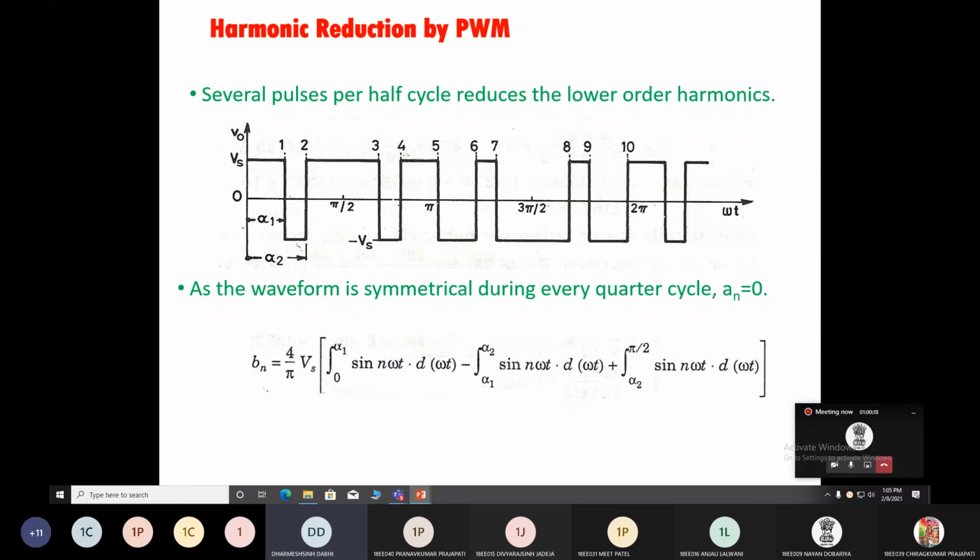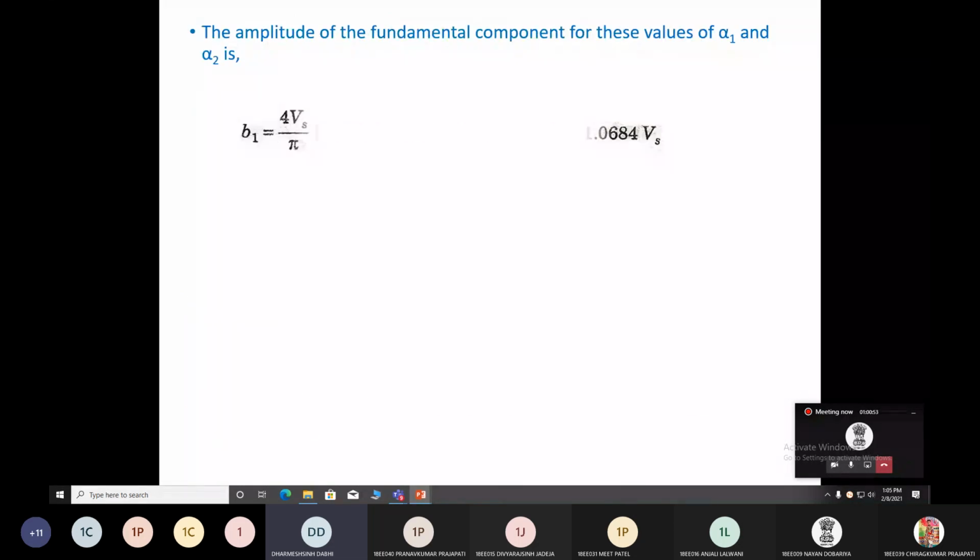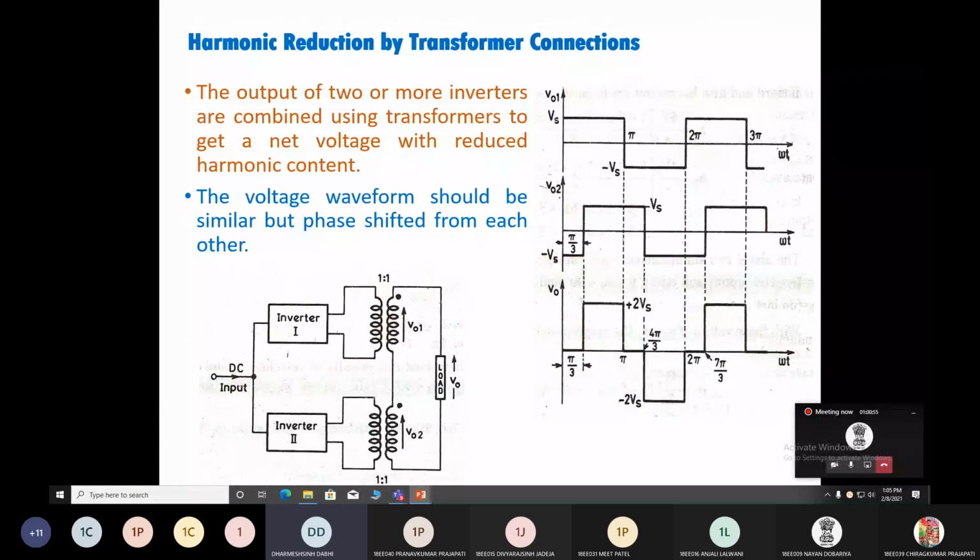But the advantage is what? That it reduces the lower order harmonics. So again, here you make a compromise between the efficiency of the inverter and the harmonic content in your output. Based on the requirement, you select the method to reduce the harmonics. So this is the first method, a mathematical method to reduce the harmonic content.